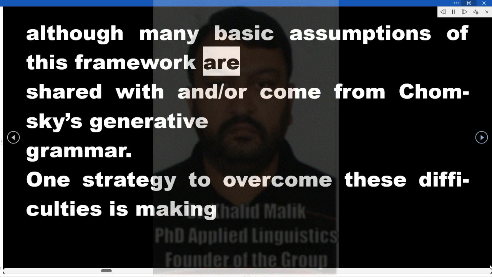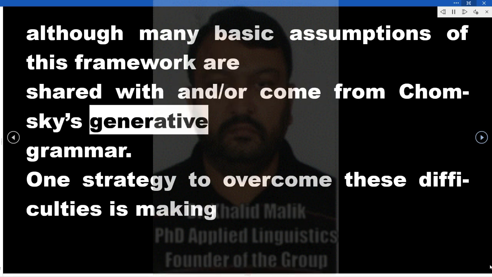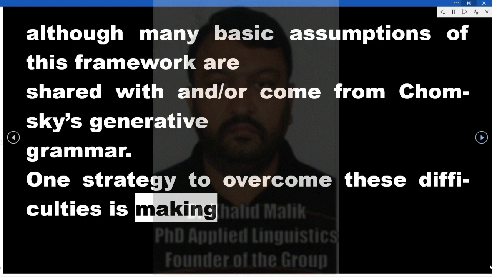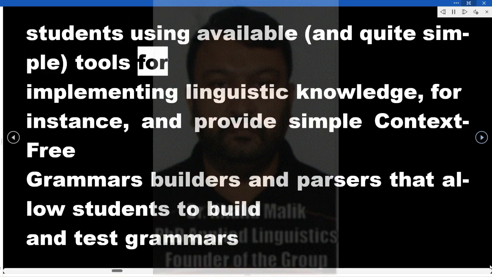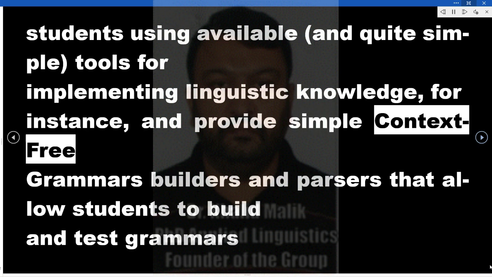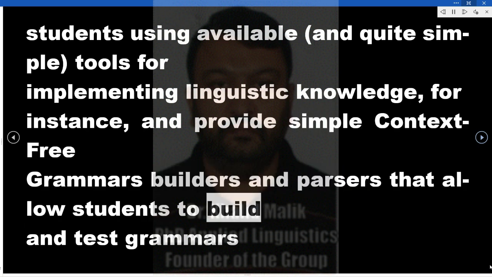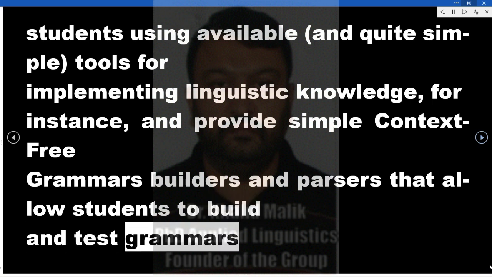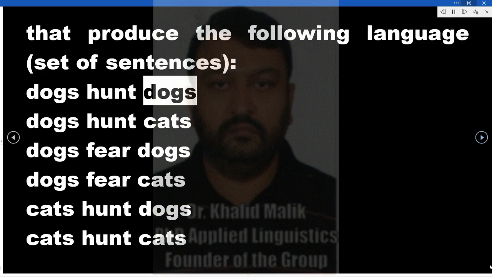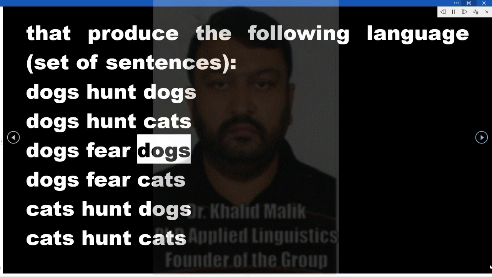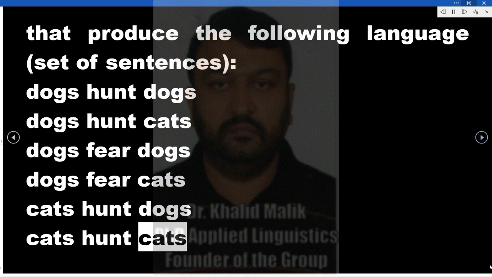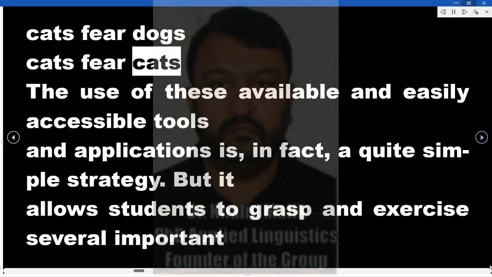Although many basic assumptions of this framework are shared with and all come from Chomsky's generative grammar, one strategy to overcome these difficulties is making students use available and quite simple tools for implementing linguistic knowledge, for instance, simple context-free grammar builders and parsers that allow students to build and test grammars that produce the following set of sentences. Dogs hunt dogs. Dogs hunt cats. Dogs fear dogs. Dogs fear cats. Cats hunt dogs. Cats hunt cats. Cats fear dogs. Cats fear cats.